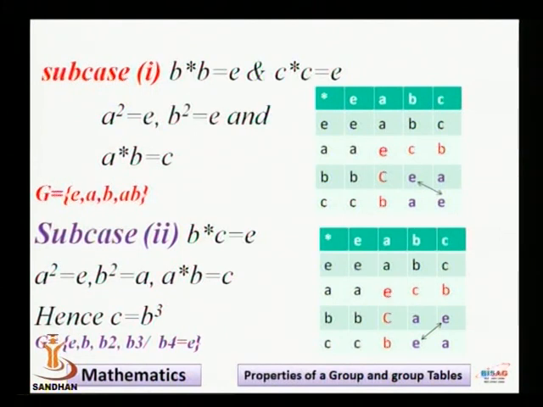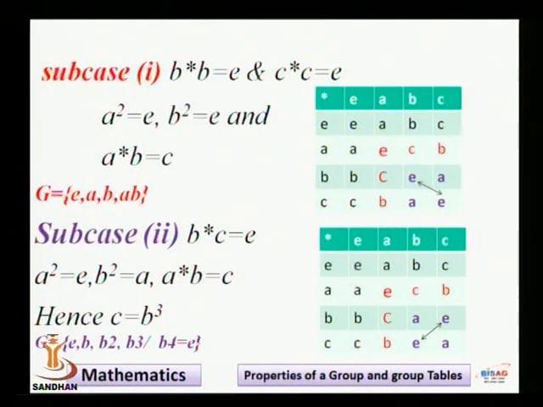So we got four elements: first, identity; second, B itself; third, A is equal to B square; and fourth, C is equal to B cube. So this is the group in the form of identity, B, B square, B cube, where B raised to 4 is equal to identity. So this is a kind of cyclic group.